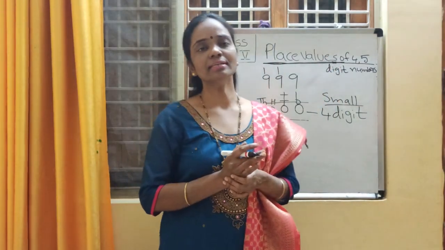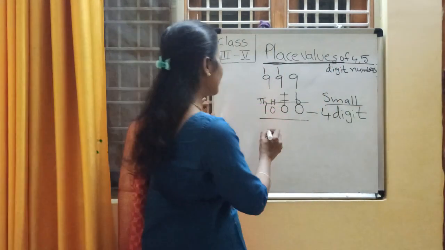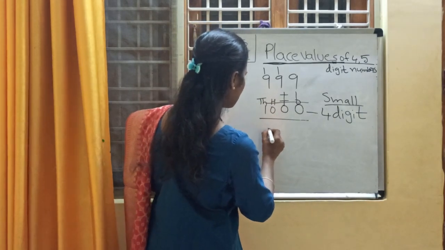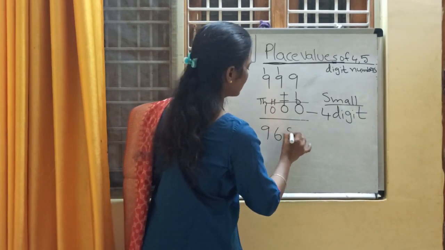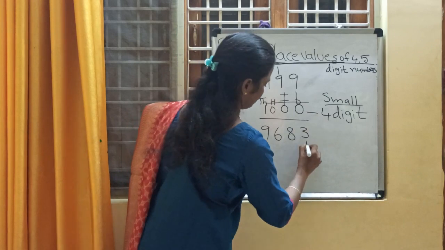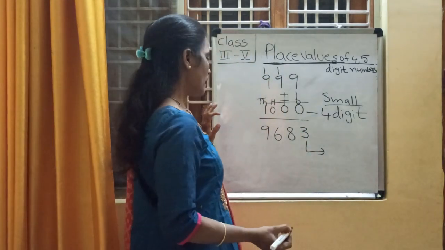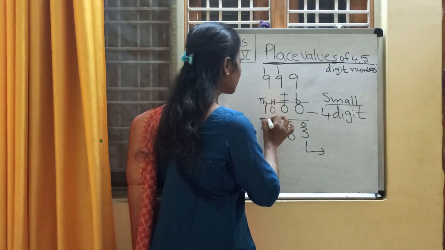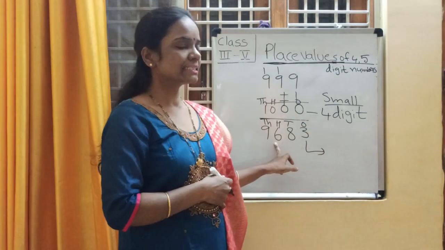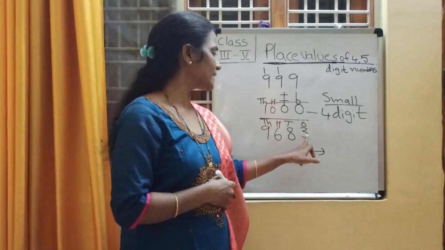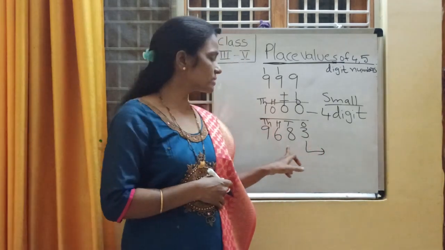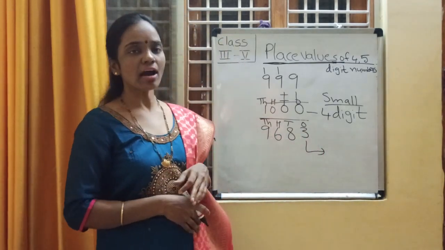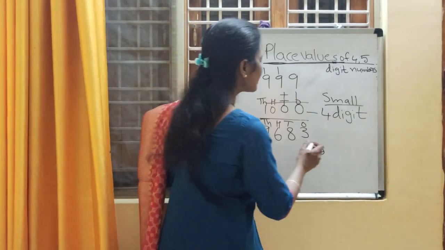Then children, we will take one 4-digit number: 9, 6, 8, 3. First write down the places: ones, tens, hundreds, thousands. It is 9683. Now I am going to write place values for this number.